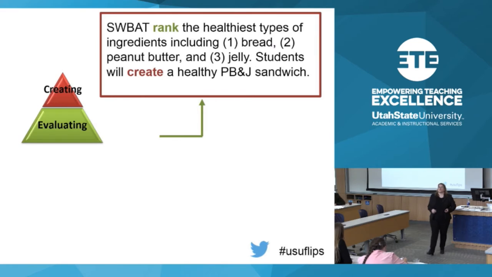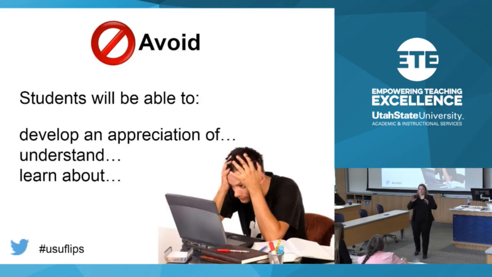All right, let's look at the last two. Students will rank the healthiest types of ingredients. And then students will create a healthy peanut butter and jelly sandwich. Maybe there's a rubric. Maybe they taste test it, whatever. All right, so that is what you're going to do with your worksheet.